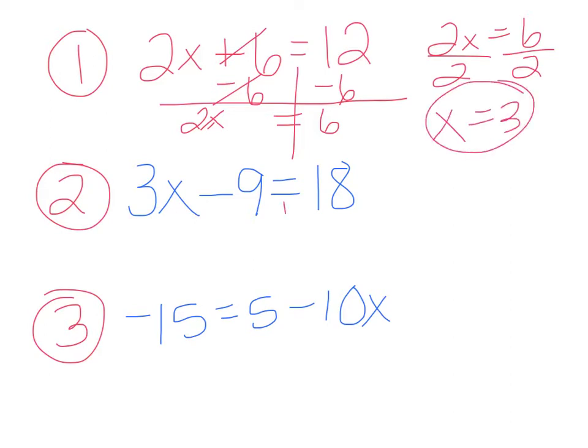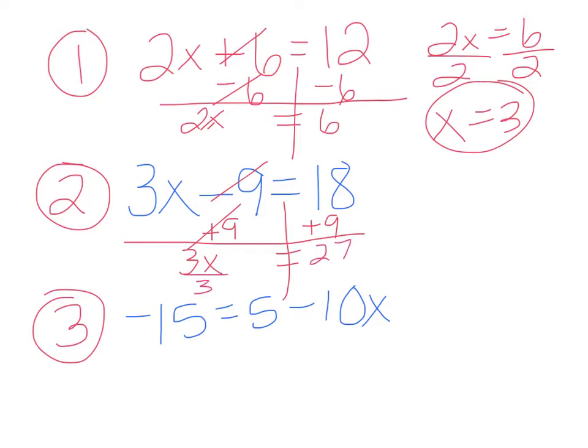Okay, number 2, draw your line by the equal sign. We have 3x minus 9 equals 18. So remember, undo your addition and subtraction first because that's your last thing in order of operations and we're going backwards. So we're going to add 9 to both sides. Instead of subtracting 9, we're going to add 9. That gives me 3x, these are going to cancel out, equals 27. Then we're going to divide by 3 because now we're down to a one-step equation. So x equals 9.